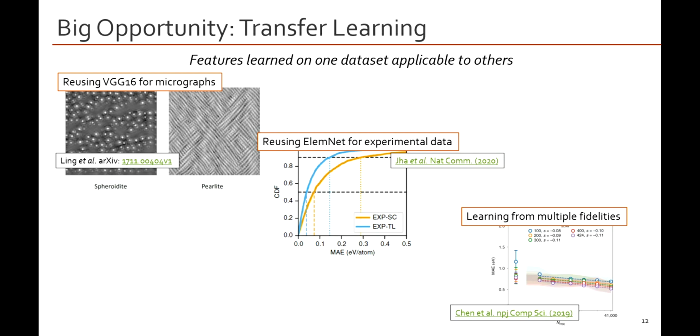Other people have shown how you could do this by taking neural networks trained on general kinds of image classification, like the VGG challenge, and using that for labeling micrographs based on their structure. Spheroidite and pearlite are different kinds of steel structures visible at the micron scale. And you could also do clever things like learning from multiple fidelities of the same material property calculated at different levels of accuracy. And that's a paper, oops, I got the year wrong. This one's also 2020.